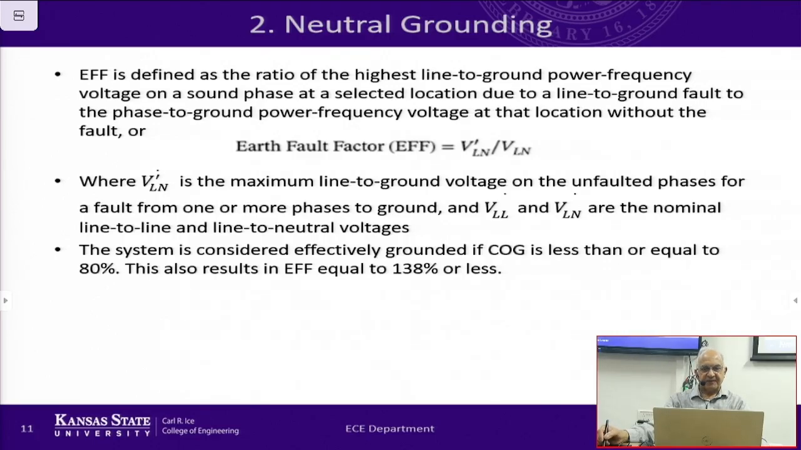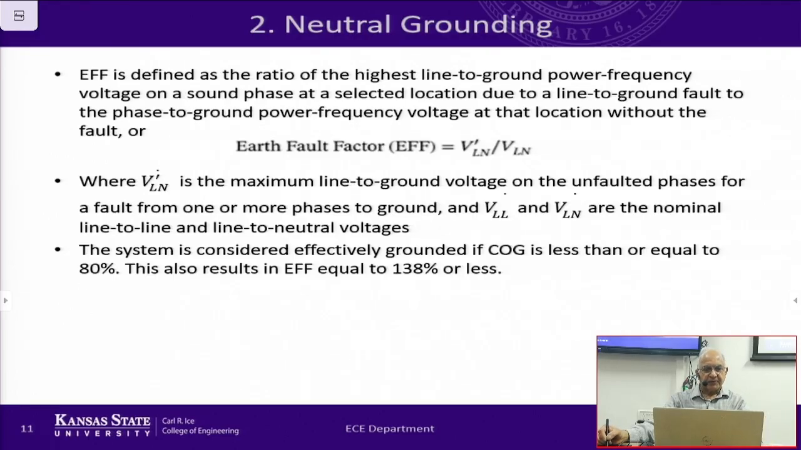So this is the unfaulted phase from one or more phases to ground, and VLL and VLN are the nominal line to line and line to neutral voltages. The system is considered effectively grounded because of the normal relationship of VLN and VLL. In this case, when the fault takes place, there are some errors because you have ground effect and all those kinds of things. The system is unbalanced in those situations anyway.